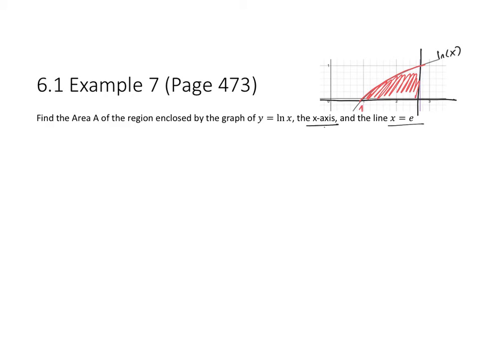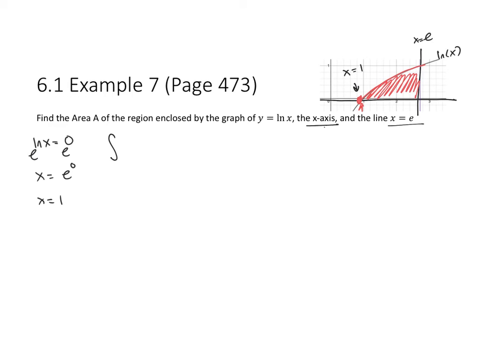So the first thing we have to do is figure out, where is this point of intersection? Where does ln x intersect with the x-axis? So we'll set them equal to each other. Ln x, and the x-axis is 0. So we take the e of both sides, and this just becomes x equals e to the 0, and anything to the 0 power is 1. So this happens at the point x equals 1. The next one they told us is the line x equals e, so this one's x equals e.